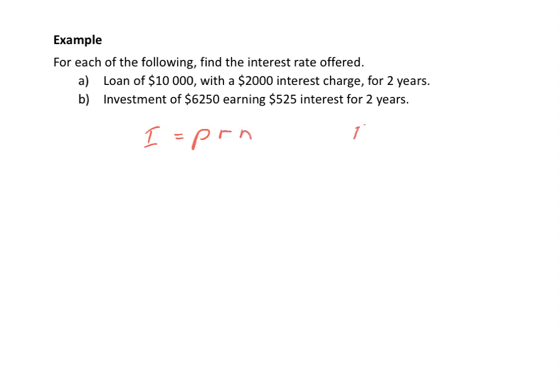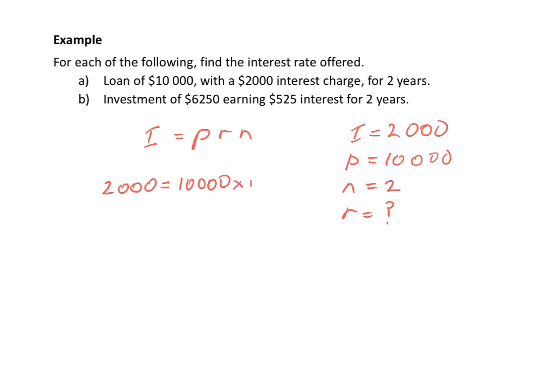Now I know my interest is equal to $2,000. I know my principal is $10,000. And I know my term is 2 years, and I want to find out what my rate is going to be. So using the same formula as I would to calculate interest, I can substitute in my known values. So 2,000 is equal to 10,000 times my rate times 2.